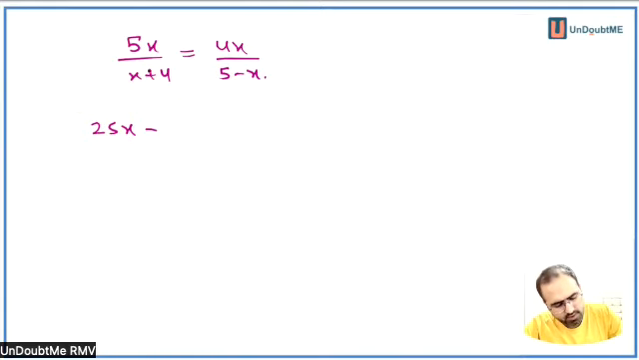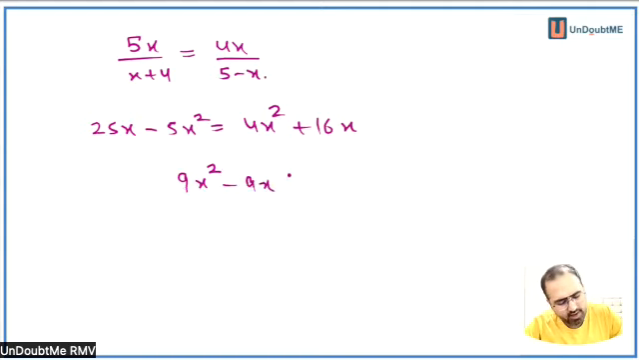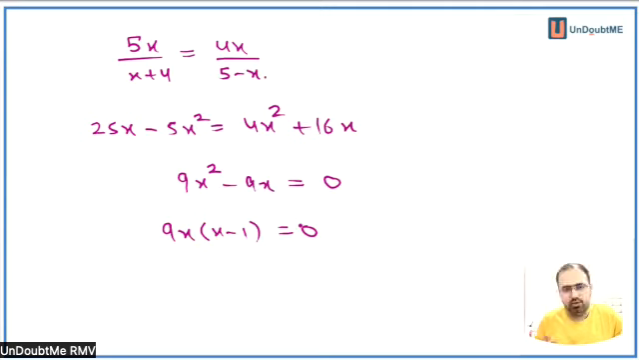25x minus 5x square is equal to 4x square plus 16x. So 9x square minus 9x is equal to 0. 9x common, x minus 1 is equal to 0. Now there is one small point which I want to make you understand, everyone. Though you have got the correct answer, I have seen many students cancelling these x's like this.